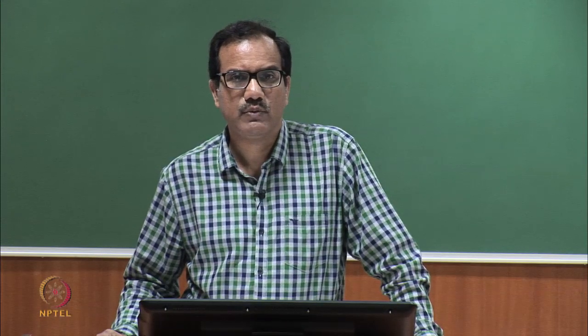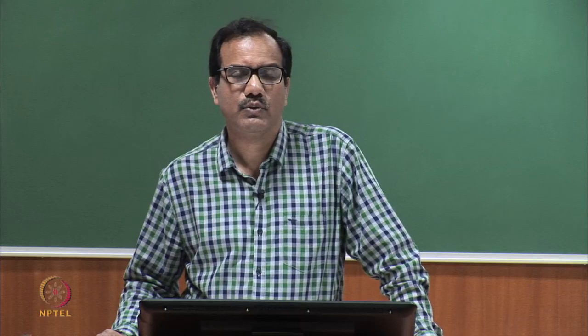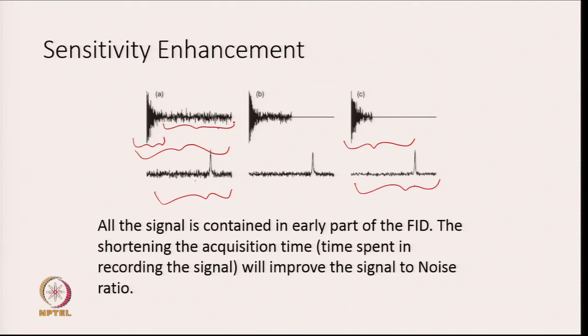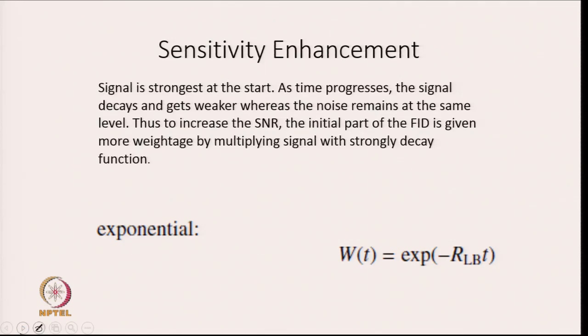So, shortening the acquisition time will improve the signal to noise ratio. There is no need to collect all of this FID, because the later part does not give any information. It basically increases the noise in the signal. And so, if I want to improve the signal to noise ratio, then I need to shorten the acquisition time, which is basically the time spent in recording the signal. So, this is one of the ways for sensitivity enhancement.